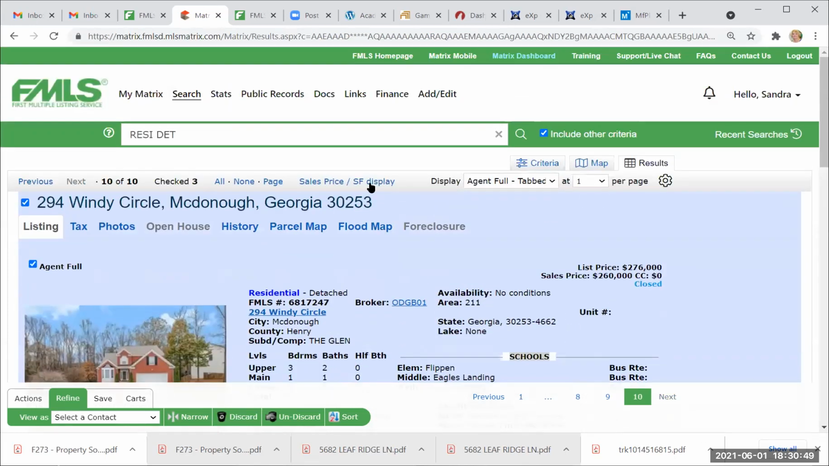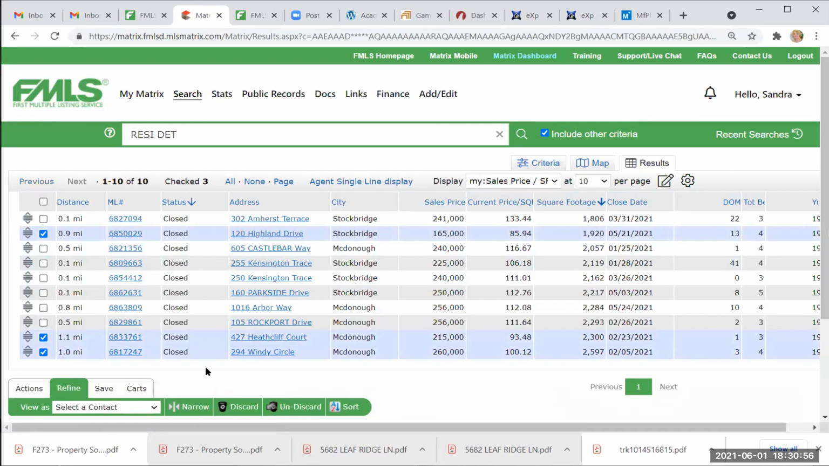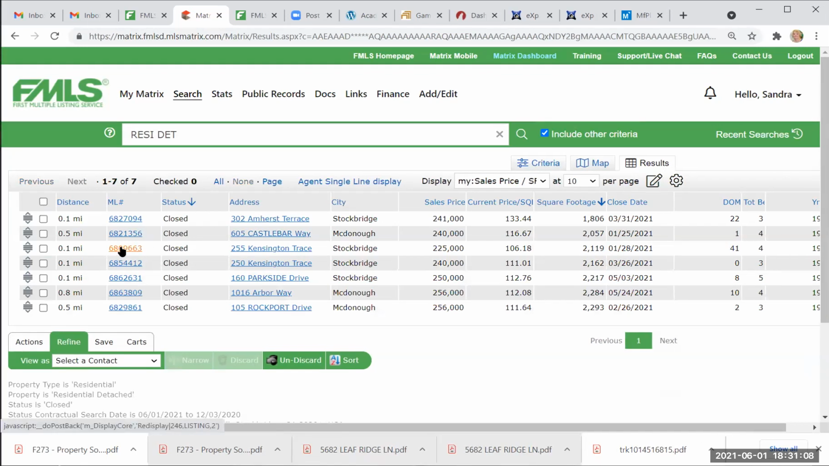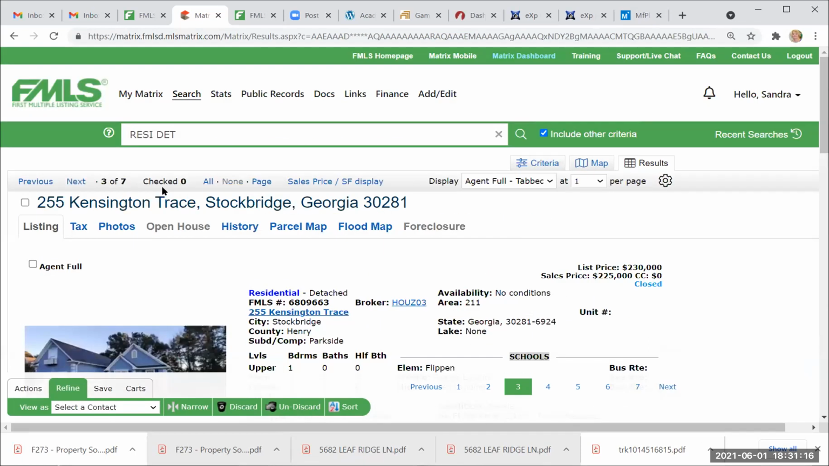So now I've narrowed it down some more. Same thing, refine, and I'm going to discard. Now I've got 7. And these are the ones. All right, this is the one I like the best. You know? It almost looks exactly like it.